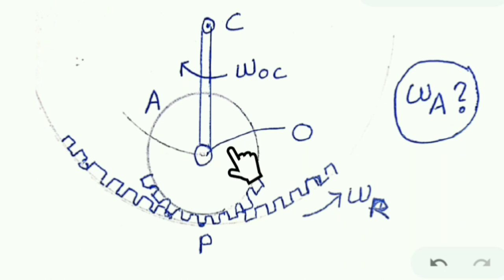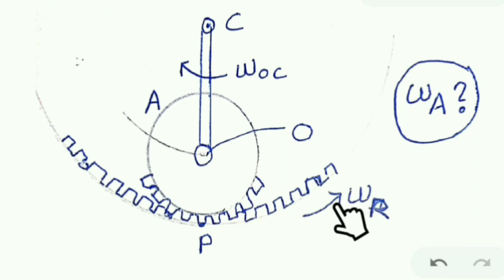Hello, this is Abhishek Gade, and yes, we can see that there is a planetary gear. It is pinned here at point O, and we can see this OC link. This link is rotating clockwise. You can see the direction. Another thing given is the rack on which it is moving. We can say that it is an outer rack, and that outer rack is moving counterclockwise.